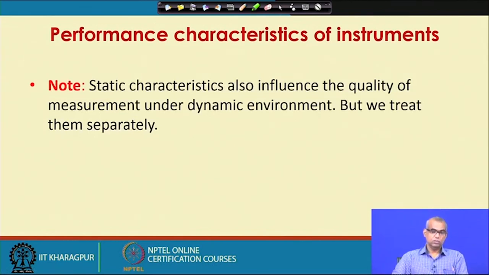So, the question we can ask now is, do static characteristics influence the quality of measurement under dynamic environment? The answer is yes. Static characteristics also influence the quality of measurement under dynamic environment. It is not that the static characteristics will not influence the quality of measurement under dynamic environment. We treat them separately.